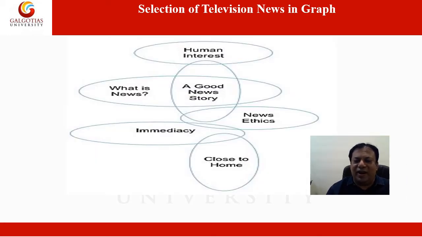So as you're watching right now, this is a particular graph, and you can see how human interest is being covered in the form of news. If there is a good news story, then it is going to cover human interest also. And at the same time, you are also going to follow news ethics. Sometimes we are in a dilemma whether we are going to capture the event, capture the particular information, or we are supposed to do something for ethics. Because of immediacy, many times it is a kind of problem that we face.